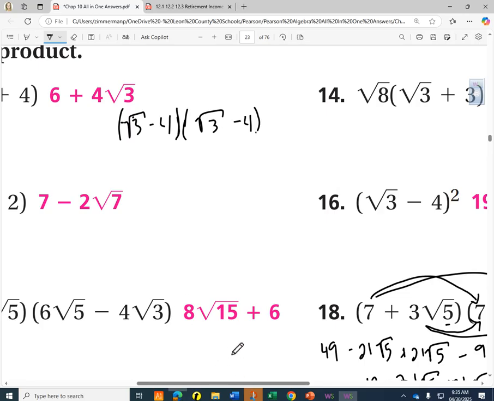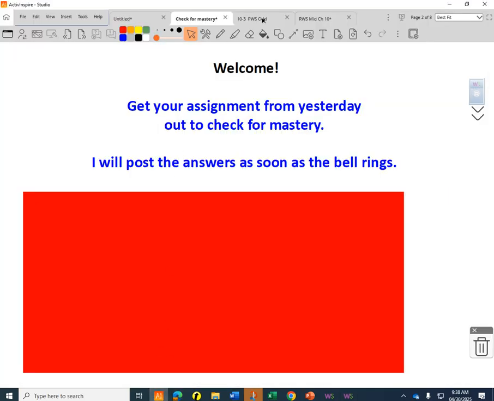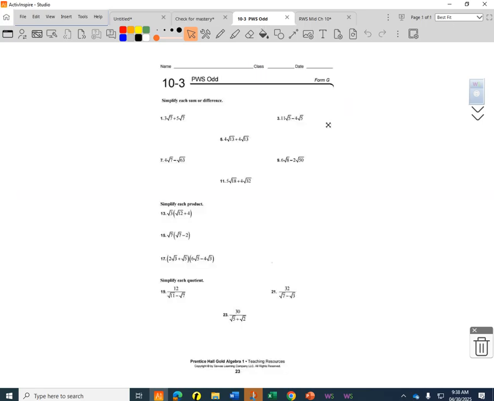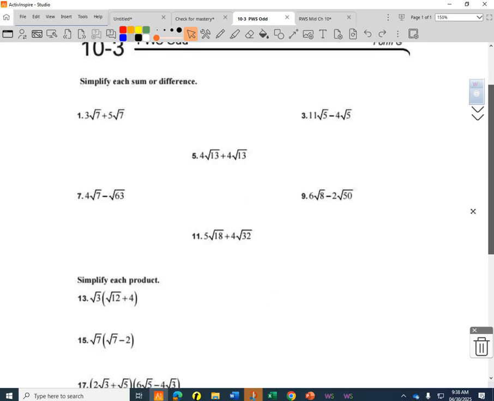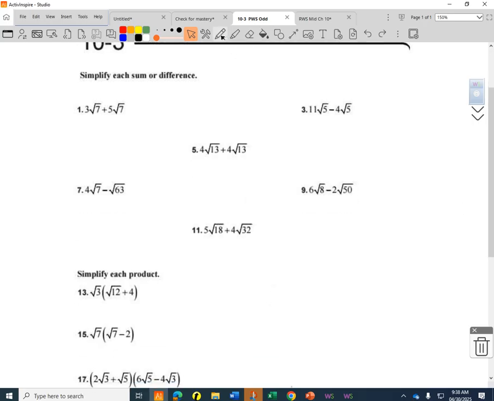Any other questions? Right. So hold on to the even ones if you did. You can turn it in with the odd ones here in a few minutes. We are going to do this assignment together, and then you can turn it in for full credit. So what is 3 square root of 7 plus 5 square root of 7? You've got 3 problems here that don't require work. After that, they all require work. 1, 3, 5, no work.